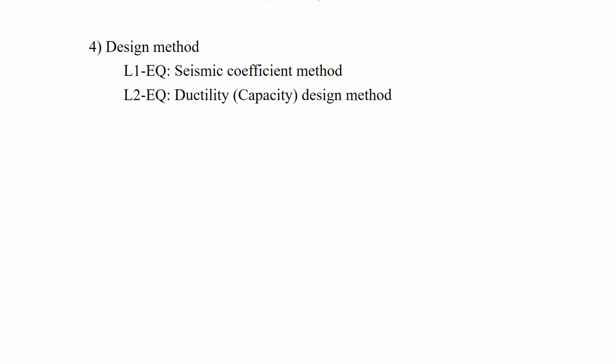4. Design method, which is different for earthquake levels. For L1 earthquake, seismic coefficient method is most commonly used. For L2 earthquake, ductility or capacity design method is used considering energy absorption property of a bridge. These design methods will be explained in detail later.